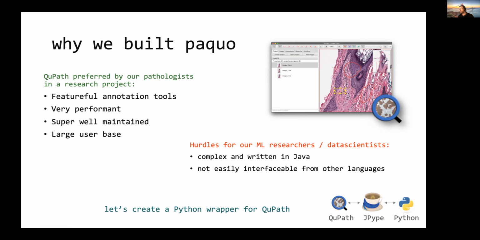The hurdle we had was that our machine learning researchers and also the data scientists, when they had to interact with Qupath, found it complex and written in Java, which is a hurdle for someone who's mostly familiar with Python. And it's also not easily interfaceable from other languages. So we decided to create a Python wrapper for Qupath. For that, we used JPype, which is a very cool library for interacting with Java code from Python. So I recommend checking it out if you don't know it.